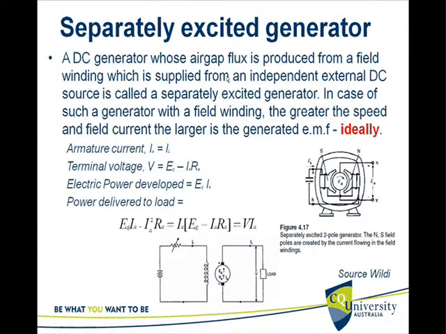Then we move on to different types of generators. The first one is the separately excited generator. Now, what is a separately excited generator? It is a DC generator whose air gap flux is produced from a field winding which is supplied from an independent external DC source.